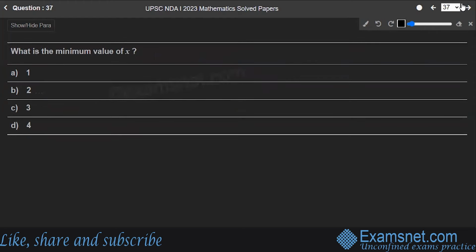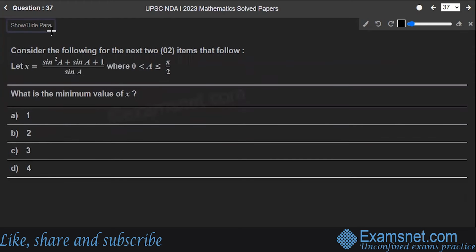Next is the 37th question. Again, the same thing. This statement will be used in the next two questions, so it's a time saver for you. That's x is equal to sine square A plus sine A plus 1 whole divided by sine A, where A lies between 0 and pi by 2. Okay, so let's write the statement.